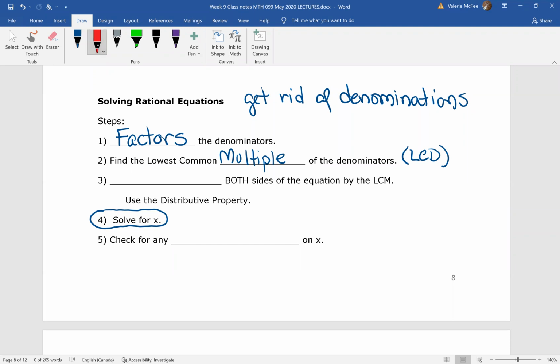This step is important. We're going to multiply both sides of the equation by the lowest common multiple or the lowest common denominator. Same thing. Make sure we use the distributive property. This step is going to get rid of the denominators. Once the denominators are gone, we can solve for x. And we have to be careful here because we have to check for any restrictions.